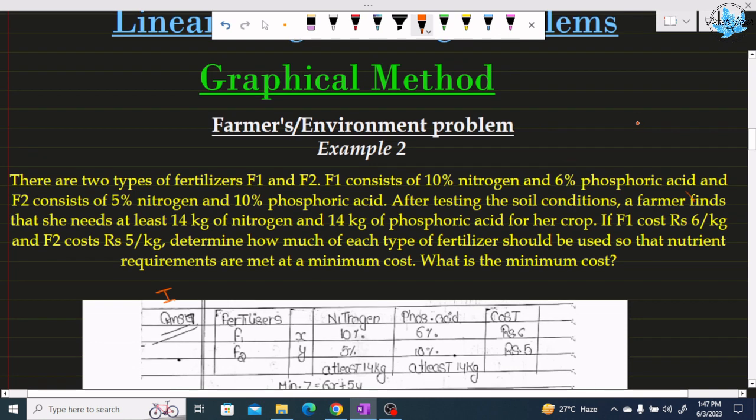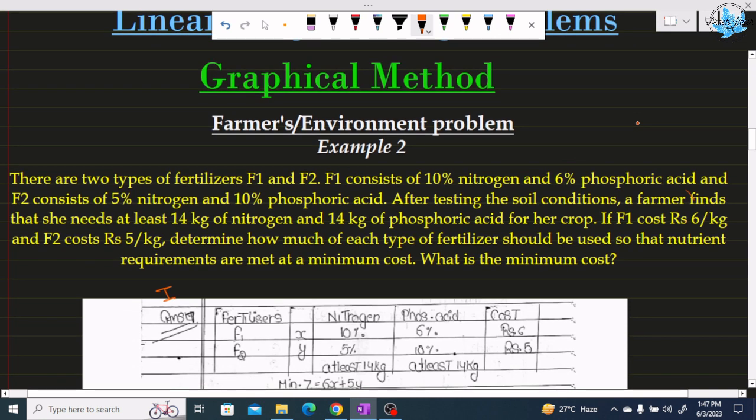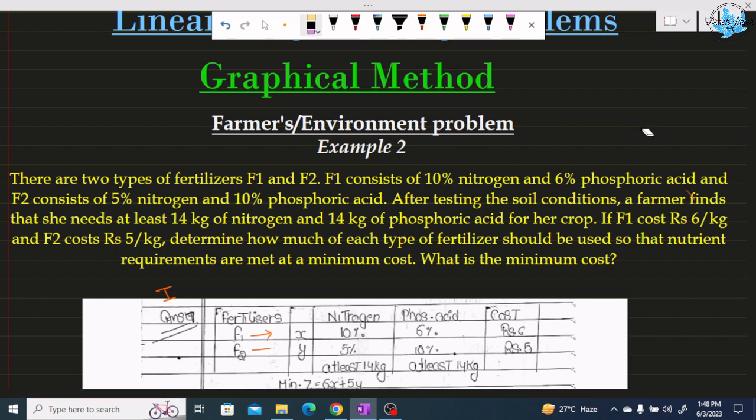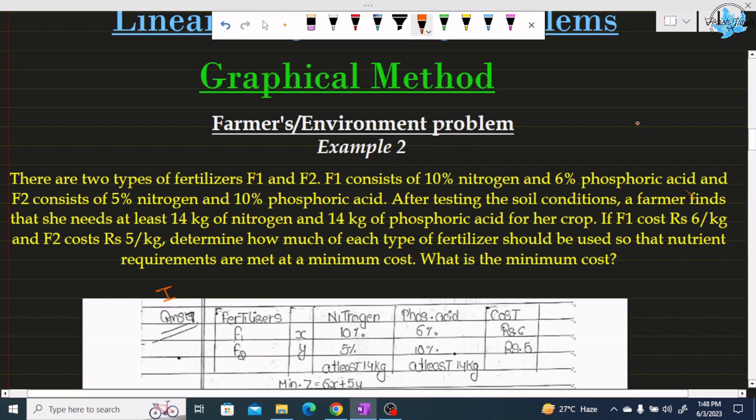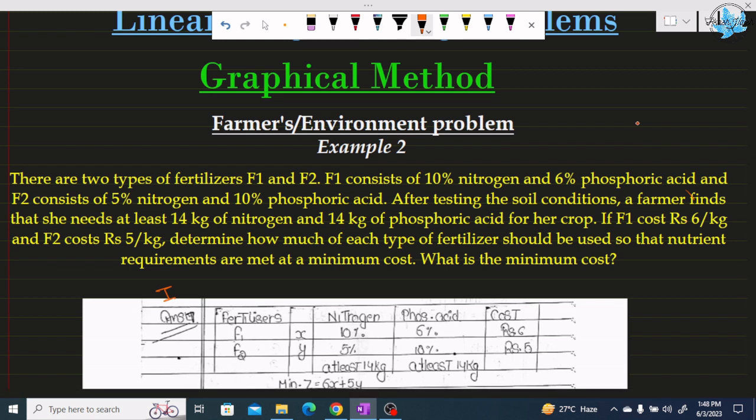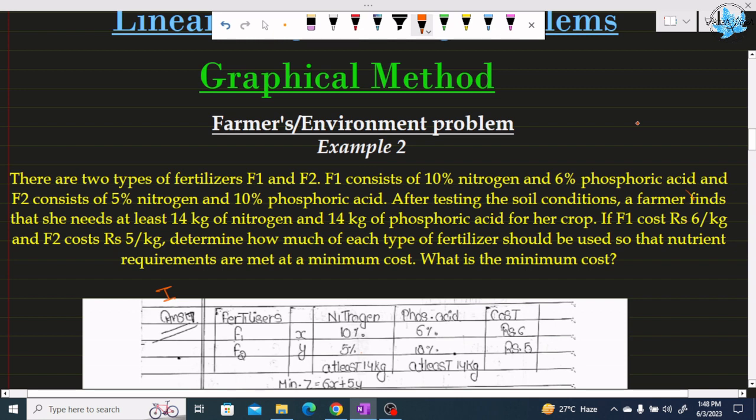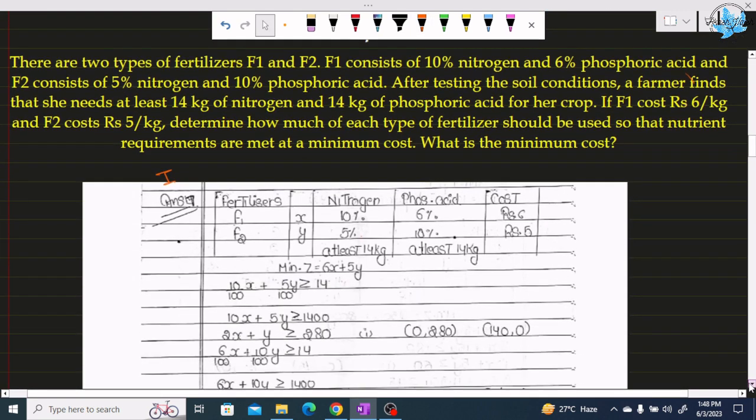In step 1 there are fertilizers F1 and F2. F1 I am denoting with x and F2 I am denoting with y. In F1 the nitrogen quantity is 10%, phosphoric acid is 6%, and the cost is 6 rupees per kg. Similarly, for F2, the nitrogen is 5%, phosphoric acid is 10%, and the cost is 5 rupees per kg. Now the limit is set for the nitrogen and phosphoric acid, that is at least 14 kg and at least 14 kg. Now we will make our objective function and the constraints.